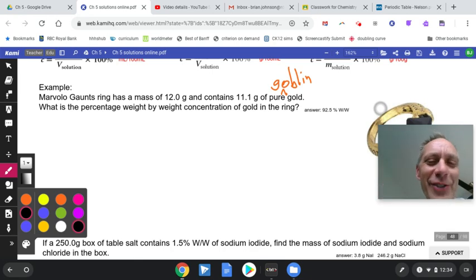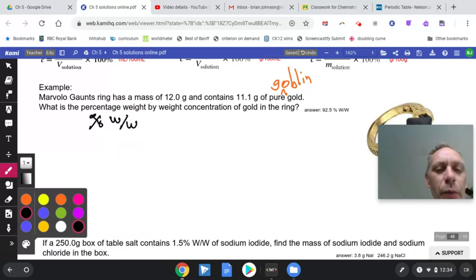It's this, Mr. Johnson. Okay, so anyway, Marvolo Gaunt's ring has a mass of 12 grams and contains 11.1 grams of pure Goblin gold, the best gold. What is the percentage weight by weight? Units for weight are grams over grams. Percentage weight by weight, so we need grams over grams times 100%.